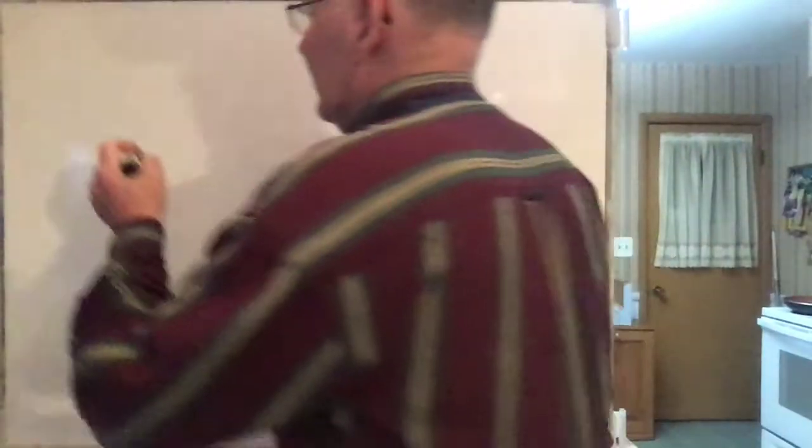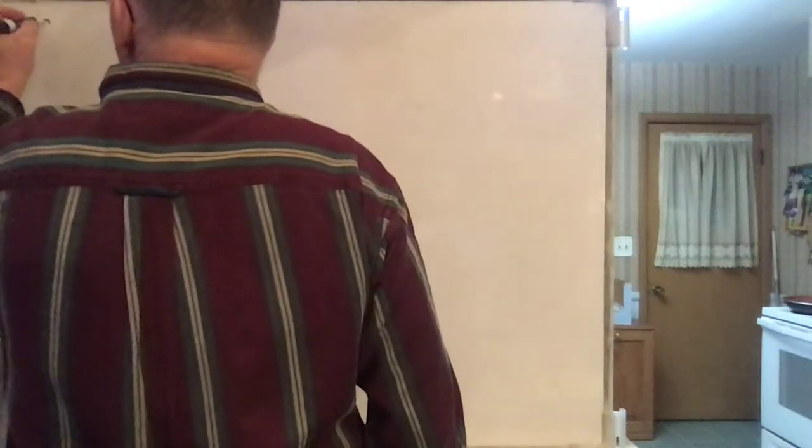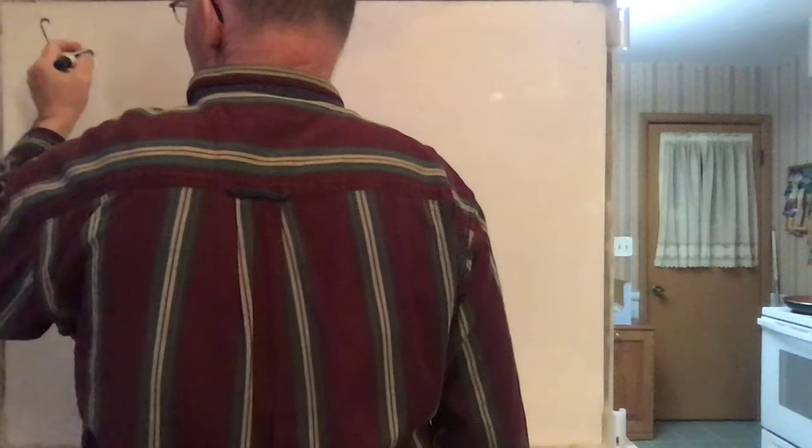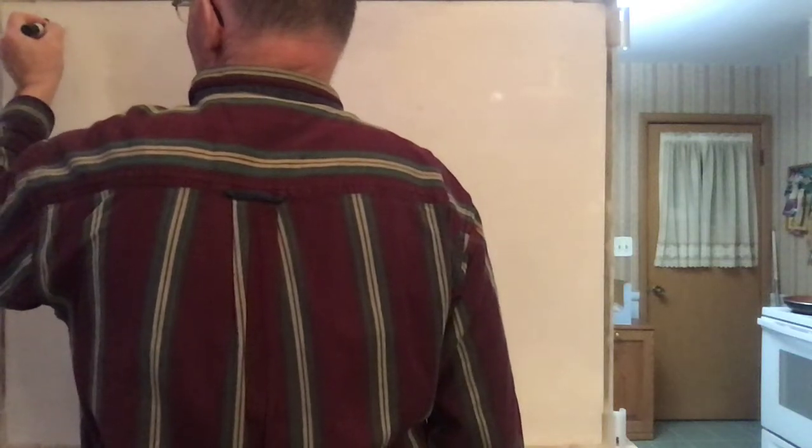Are you ready for the next method? The next method is called partial fractions, and you'll see why as we go. It's meant for functions which are rational functions. A rational function is some polynomial divided by another polynomial.